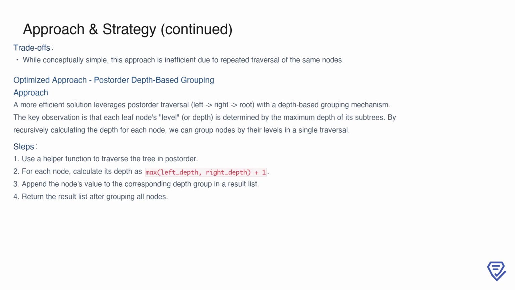As we traverse, we group nodes into lists based on their depth. This allows us to organize all nodes into their appropriate levels in a single traversal. By the end, we have a result list where each group corresponds to a round of leaf removal. This approach eliminates the inefficiencies of repeated tree modifications, making it significantly faster and more streamlined.